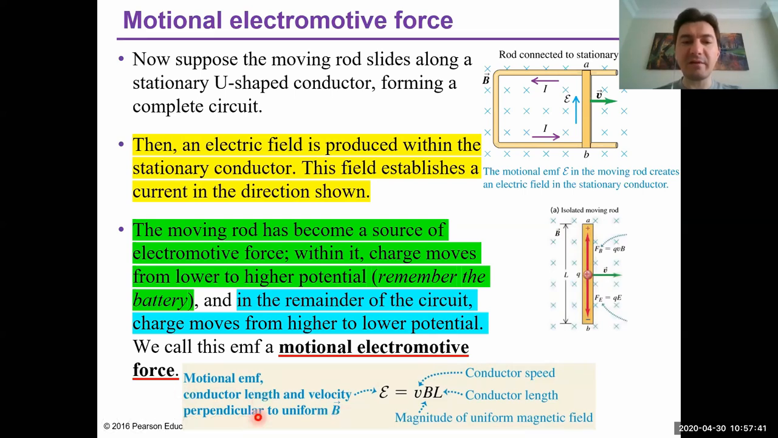Conductor length and velocity perpendicular to uniform B. This is the length of the conductor. This is the velocity of the rod. This is the direction of the magnetic field, into the page. Then this gives us motional EMF given by that expression. Do you have any question here?